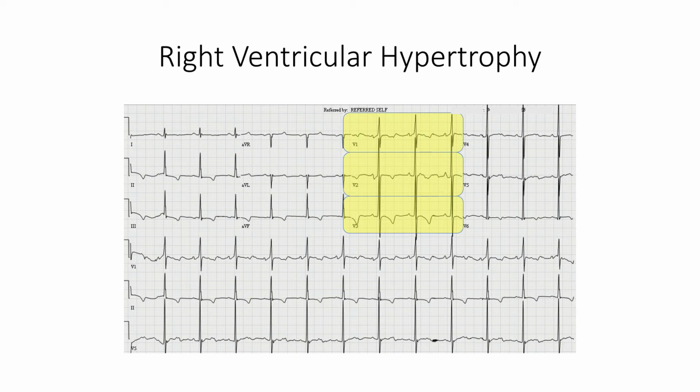These are all indicators that the patient has RV hypertrophy, especially in the absence of other factors that could increase the height of the R wave in V1, such as Wolff-Parkinson-White or dextrocardia, for example.